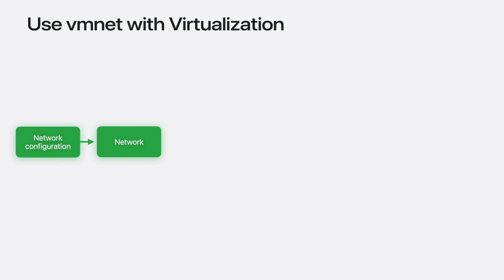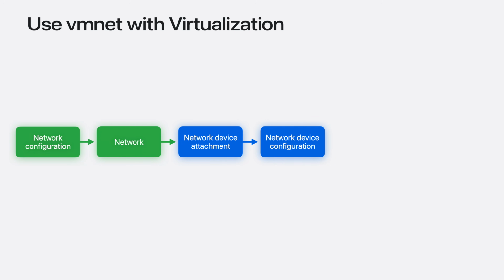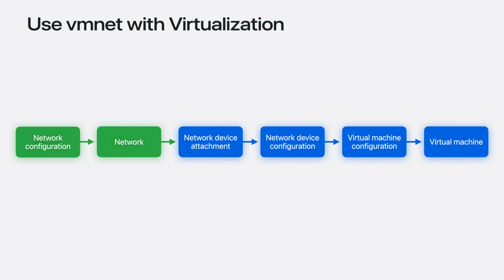To use vmnet with the virtualization framework, you first create a vmnet network configuration object. You use that configuration to construct a vmnet network object. You can then use that network object to construct a network device attachment. This network device attachment is then attached to a network device configuration, which is in turn added to a virtual machine configuration. Finally, you use that virtual machine configuration to construct a virtual machine.